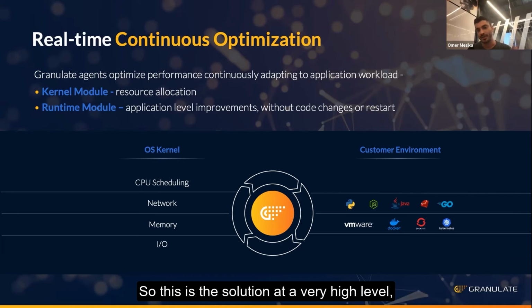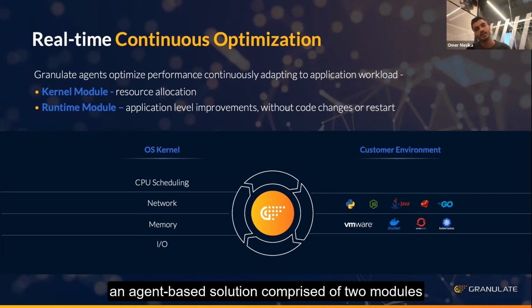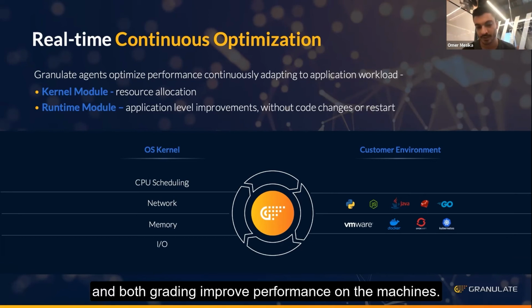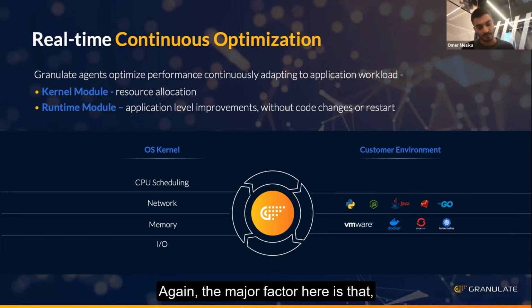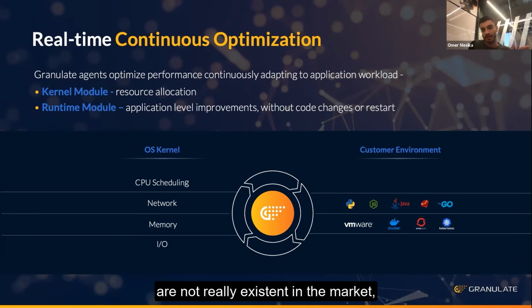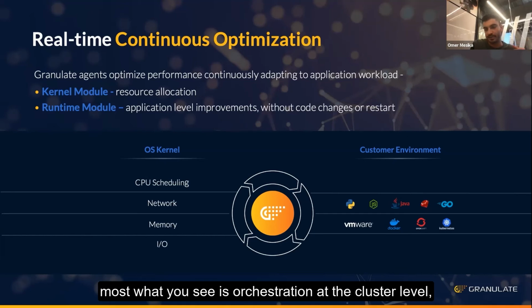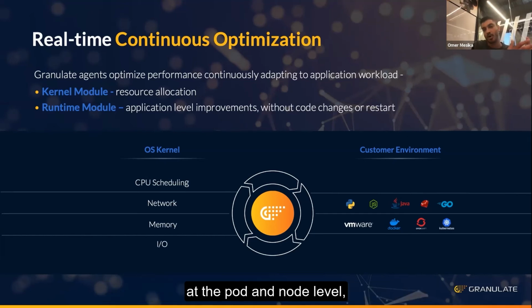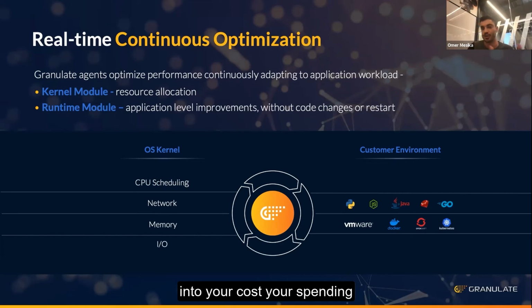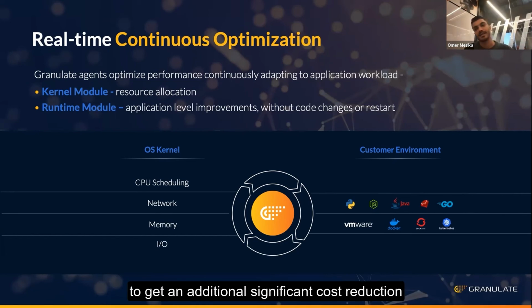So this is the solution at a very high level: an agent-based solution comprised of two modules that implement the same logic of learning and reordering resource queues, both creating improved performance on the machines. Again, the major factor here is that these types of optimizations do not really exist in the market. Most of what you see is orchestration at the cluster level, reserving the right amount of resources at the pod and node level, visibility tools that give you full visibility into your cost or spending and how your infrastructure is looking, or changing your instance types and sizes to reduce your cost. But this optimization is happening at a different layer of the stack, so you get an additional significant cost reduction and improved performance on your cluster.